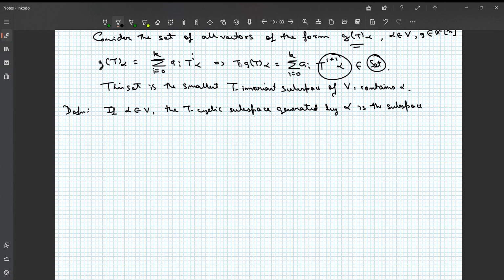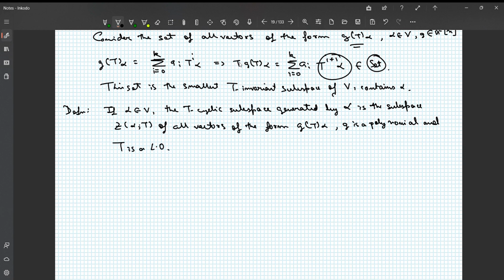We typically denote this as Z alpha T, the subspace Z alpha T of all vectors of the form G(T) of alpha, where G is a polynomial and T is obviously a linear operator. Is it clear?